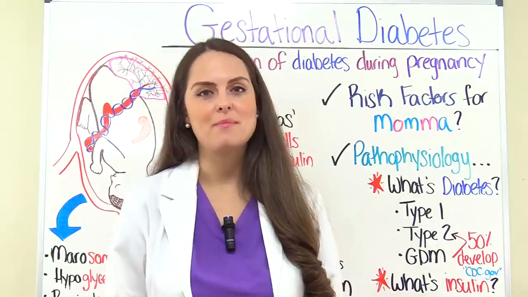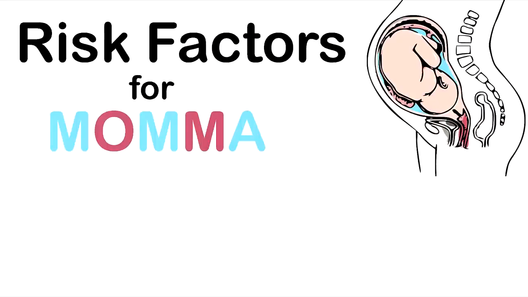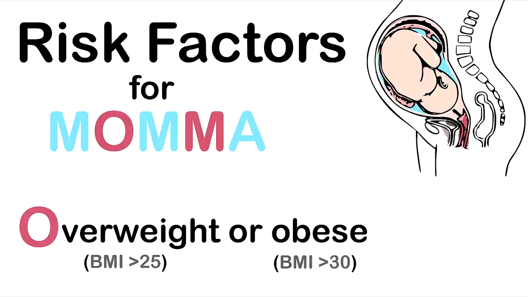To help us remember those risk factors, because you want to remember them for exams, we're going to remember the word MAMA, because we're talking about risk factors for mama. So M is for maternal age over 25. O is for overweight or obese, and we're talking about a BMI, a body mass index. Being overweight would be greater than 25, and obese would be greater than 30.